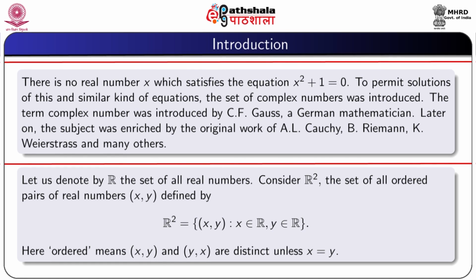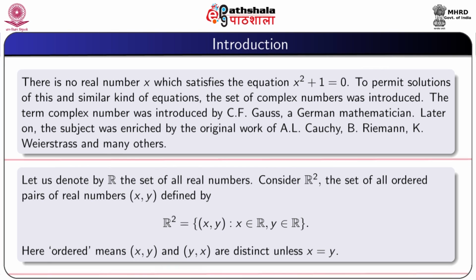The term complex number was introduced by C. F. Gauss, a German mathematician. Later, the subject was enriched by the original work of A. L. Cauchy, B. Riemann, K. Weierstrass, Liouville and many others.